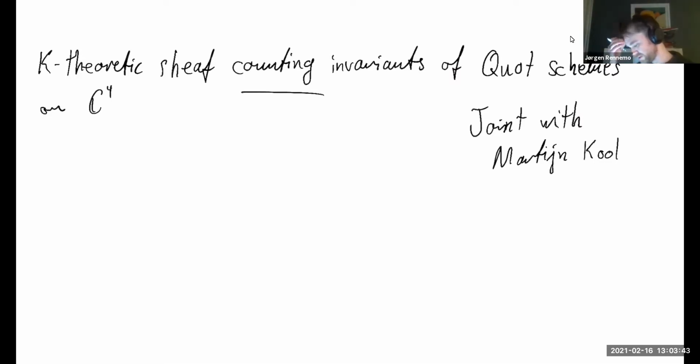Right, so the title here is K-theoretic sheaf counting invariants of Quot schemes on C4. And you know, you always write the title before you write the talk. So I should say, first of all, mostly this talk will be doing Hilbert schemes on C4, because the added technicality of doing Quot schemes doesn't really help explain the point all that much, so we'll mostly stick to Hilbert schemes. But the things I say, there's a version that works for Quot schemes as well.